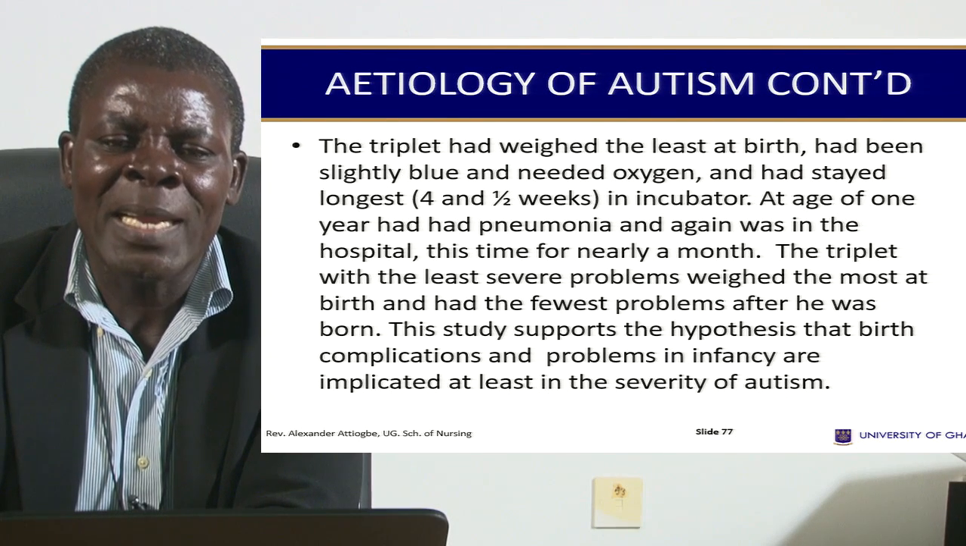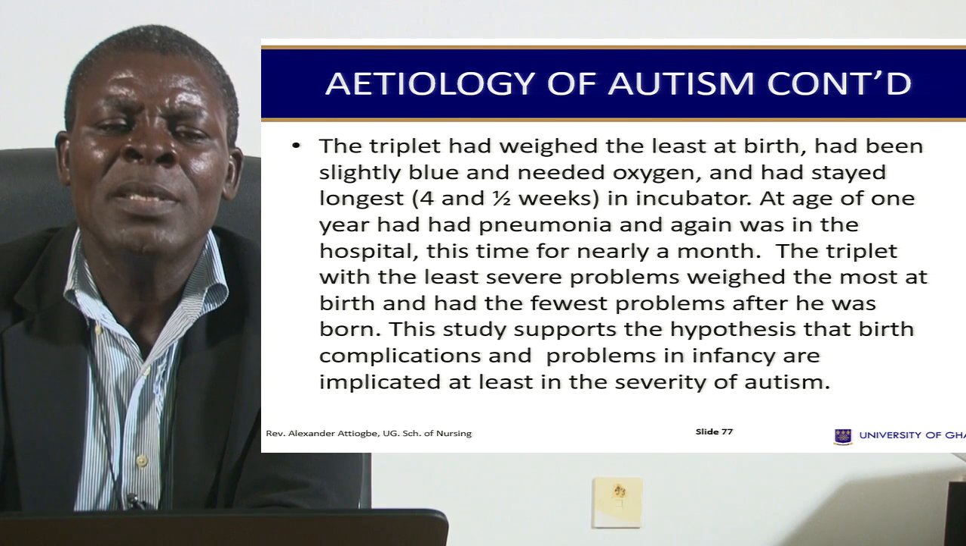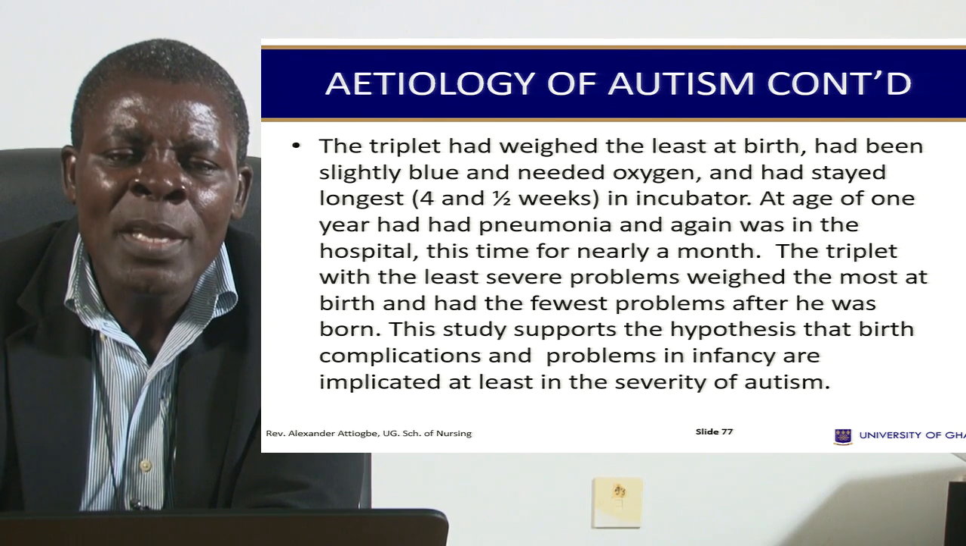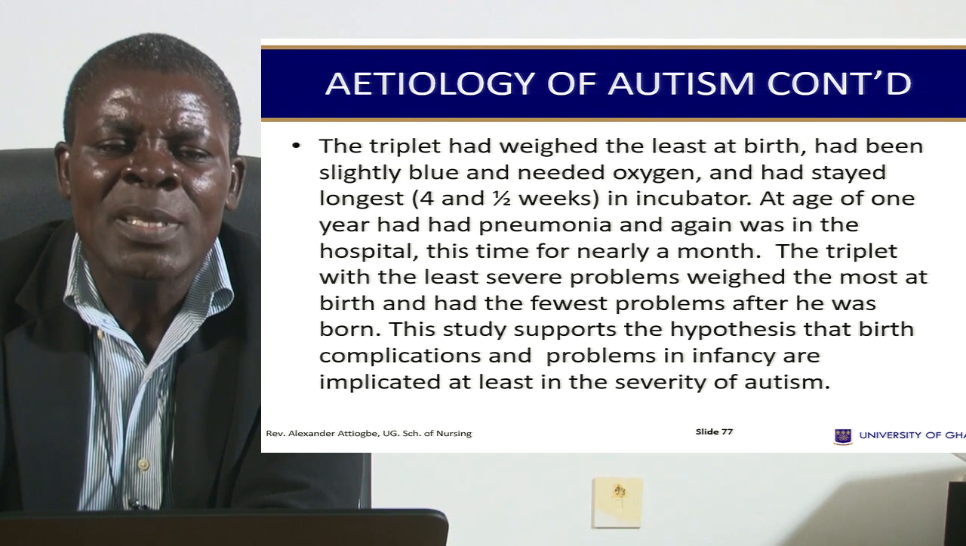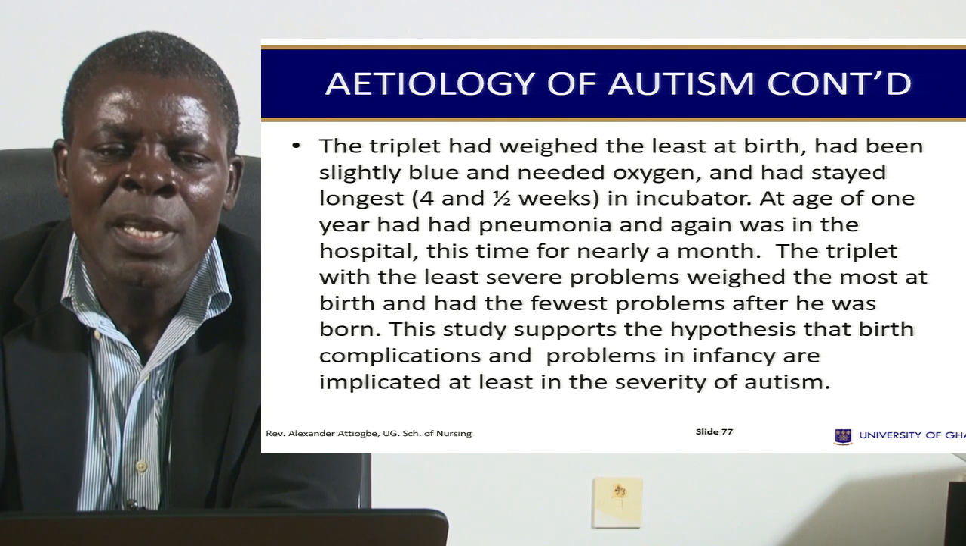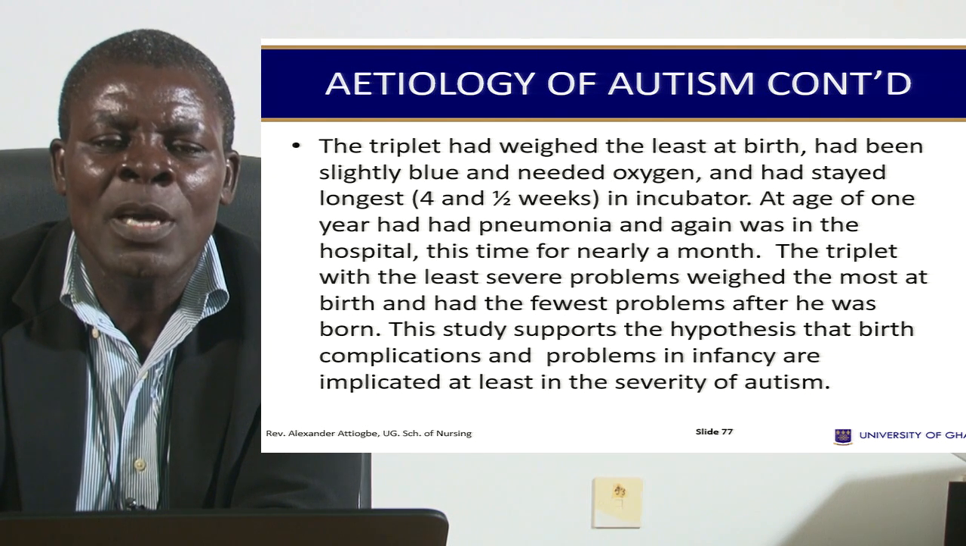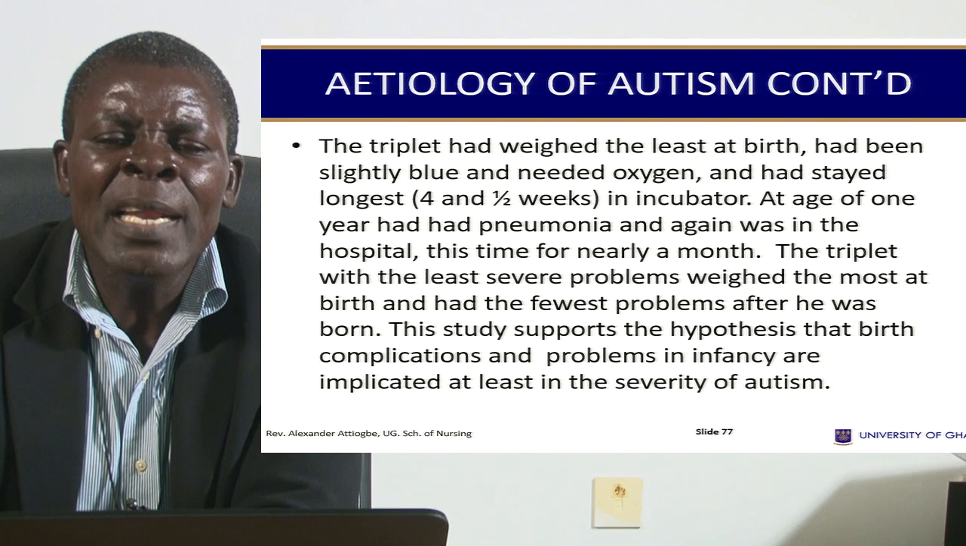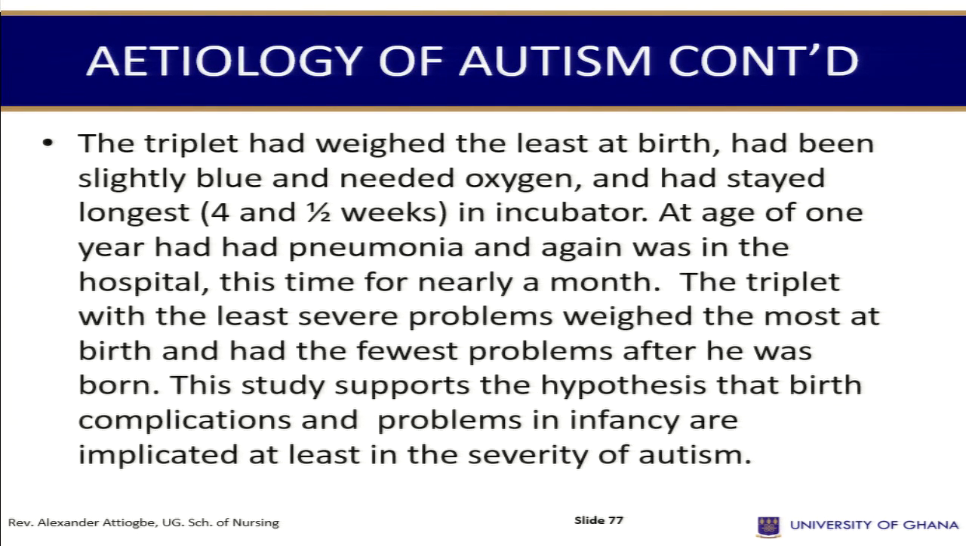The triplet with the most severe problems had weighed the least at birth, had been slightly blue and needed oxygen, and had stayed longest, that is 4.5 weeks, in an incubator. At the age of 1 year, he had pneumonia and again was in the hospital for nearly a month. The triplet with the least severe problems weighed the most at birth and had the fewest problems after he was born.